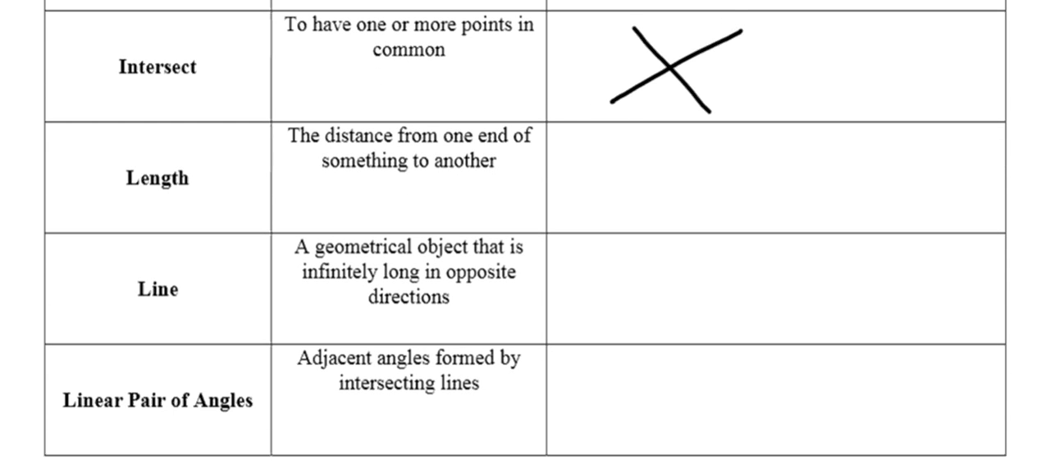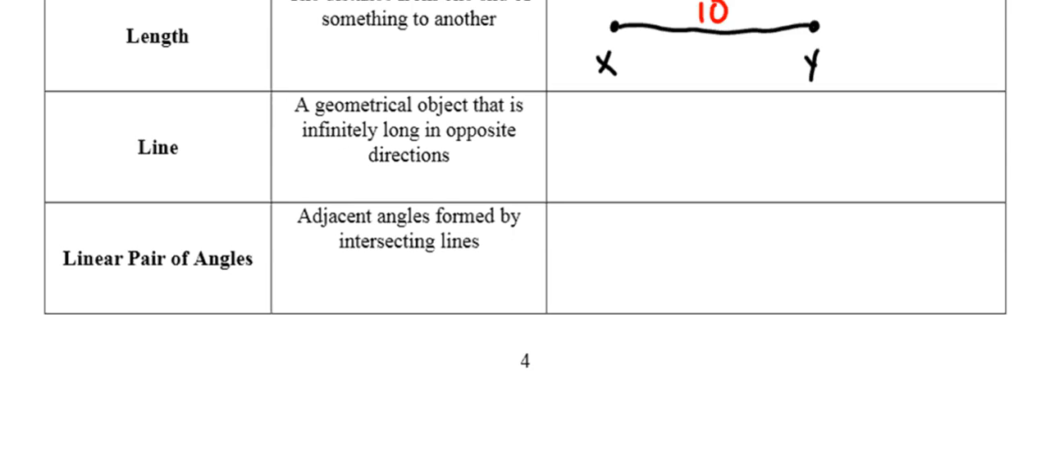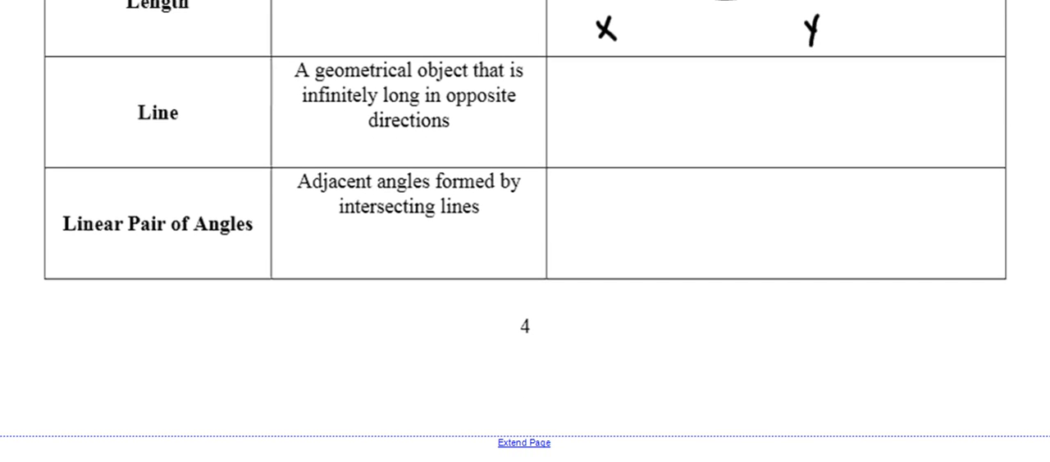So in other words, the point where those two intersect is that blue point right there. Length is the distance from one end of something to another. So if we talk about the length of this line segment, the length of line segment XY would really be the distance from point X to point Y. So the length of that might be 10 units long. A line is a geometrical object that's infinitely long in opposite directions.